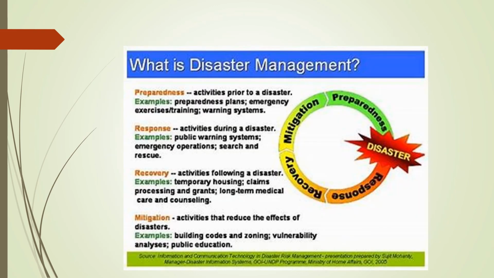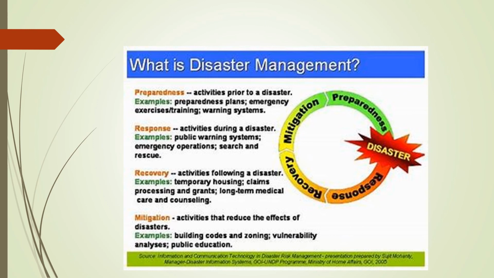And what is disaster management? It says preparedness: activities prior to a disaster, such as having a preparedness plan, emergency exercises and training, and warning systems. Preparedness means having fresh water, like stored in your basement, and extra food. They say to keep about 3 days' worth of food and 3 days' worth of water stored. And then the response: activities during a disaster. There should be public warning systems, emergency operations, and be ready for search and rescue. And the recovery stage.